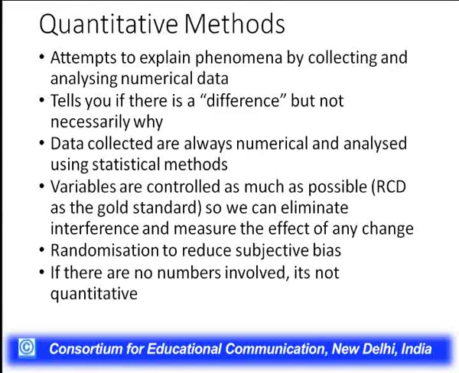Variables are controlled as far as possible because it's a large scale, so there is certain control in terms of selecting certain samples, in terms of applying certain variables for the understanding, and therefore it is in a kind of controlled environment in which research is taking place. Randomization to reduce subjectivity, so we have random sampling. You have to study the entire society, so you randomly select the households so that the subjective bias does not creep in. So the choice of the sample is not dependent on the personal bias of the researcher. And if there are no numbers involved, then it is not a quantitative study. So then the nature of the study would change.